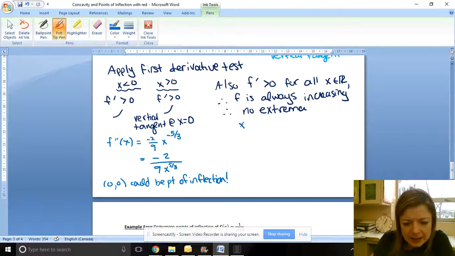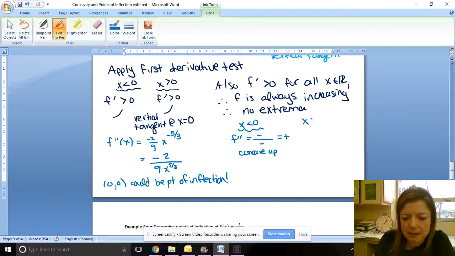So when x is less than 0, what is going on with our second derivative? Well, in this case, you would get a negative number on the top, but also a negative number on the bottom if you put in a negative number here. So that actually gives a positive result. So it's concave up there.